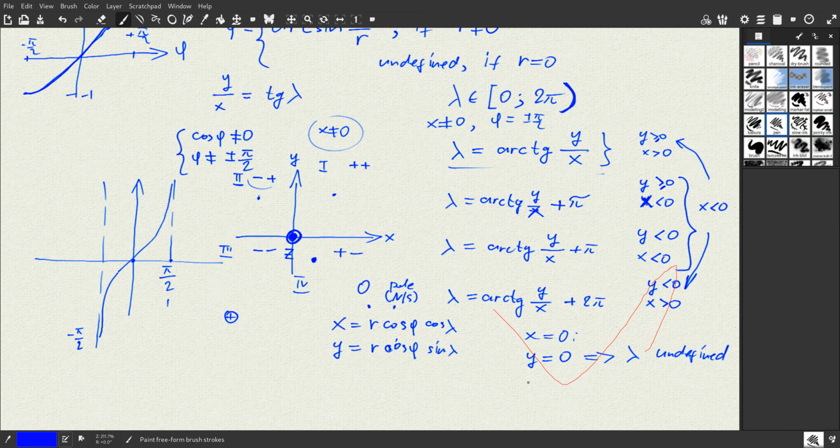If, however, y is not equal to 0, if y is positive, x equal to 0, y is positive. Therefore, we're here. What is lambda? Pi over 2. If y is negative, and therefore we are here, then what? 3 pi over 2.